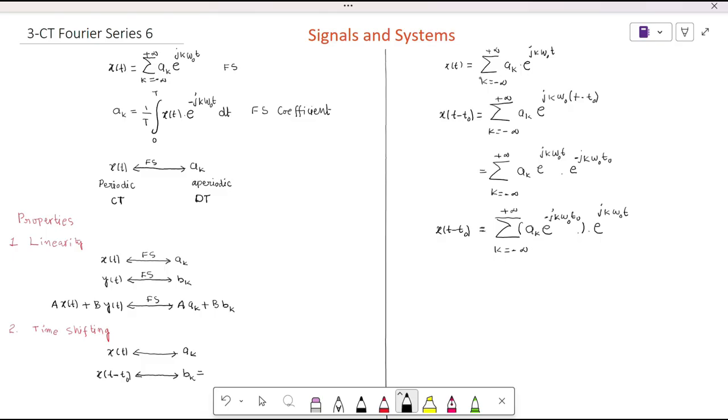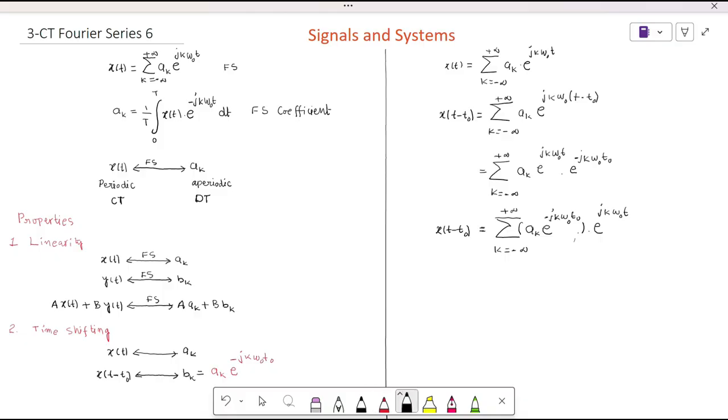From this equation we see that ak is the Fourier series coefficient for x of t, and this overall term is a function of k corresponding to x of t minus t naught. So you can write bk equal to ak into e power minus jk omega naught t naught. This is the time shifting property.